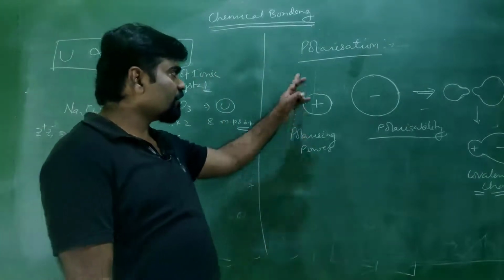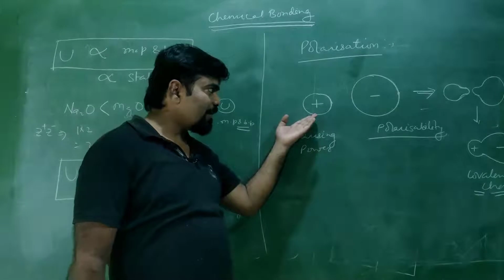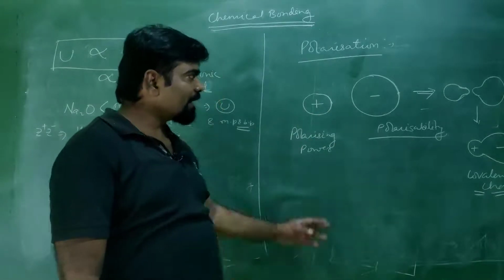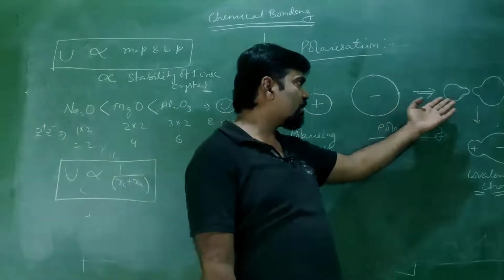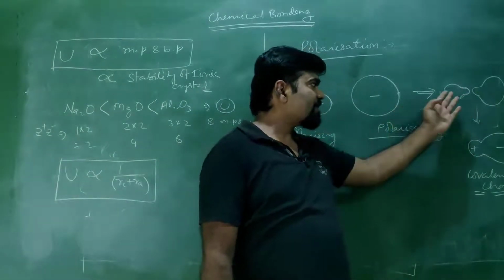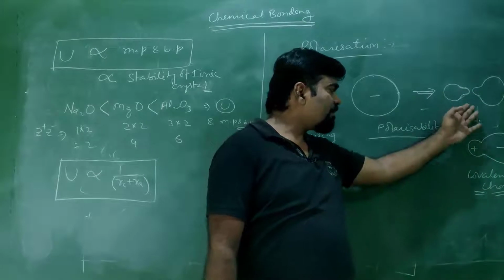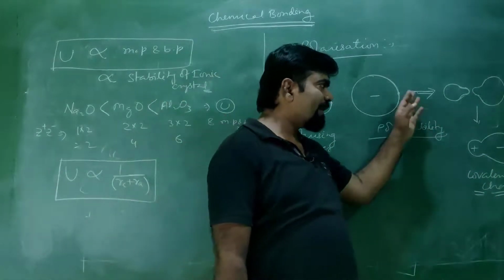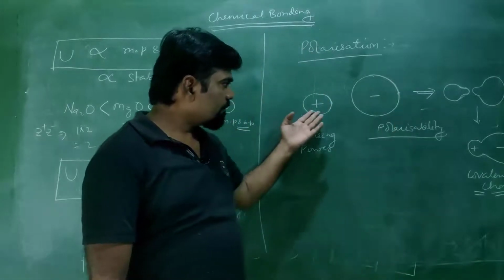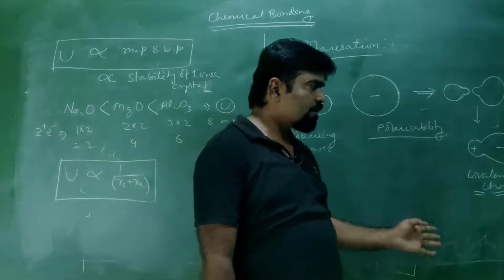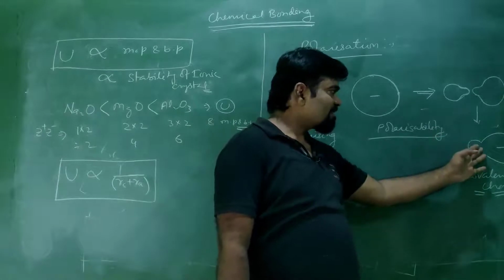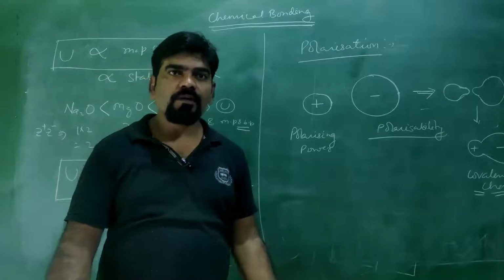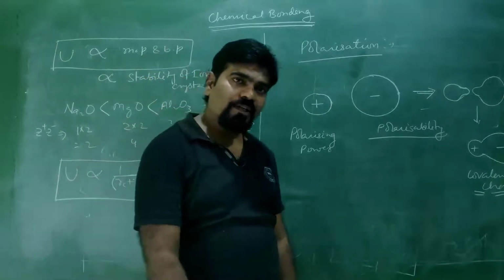So how can this polarization be explained? When the cation comes closer to the anion, it will attract the outermost electron cloud of the anion, due to which their structure gets distorted, and finally the cation and anion lie in the same region. This phenomenon is called polarization. Due to polarization, since the cation and anion lie in the same region, some overlapping tendency develops, that is, covalent character.